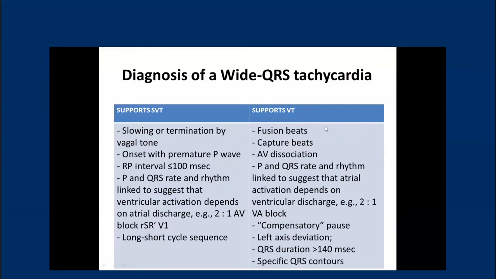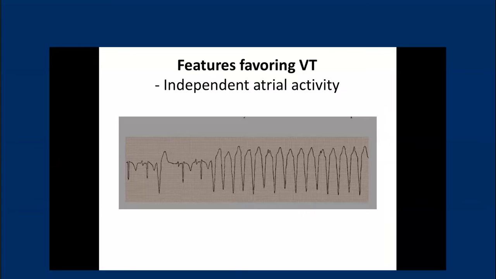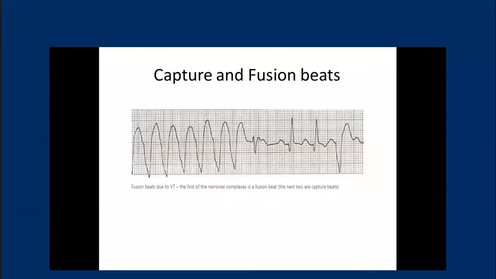And if we have typical features of VT like fusion beats, capture beats, AV dissociation, whereby we see independent activity compared to the QRS complex, and significantly prolonged duration of the QRS waves, those are suggestive of VTs. As you can see here, we have a wide complex tachycardia, but we see independent atrial activity intermittently with no relation to the QRS complex whatsoever. And this is suggestive of AV dissociation.